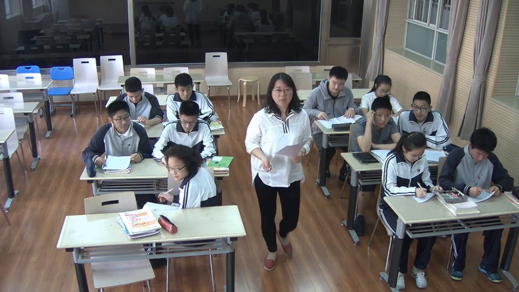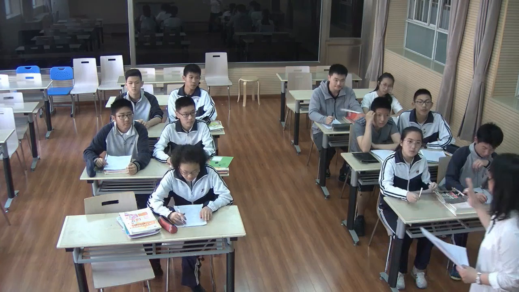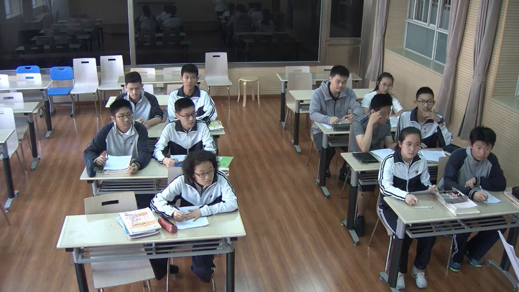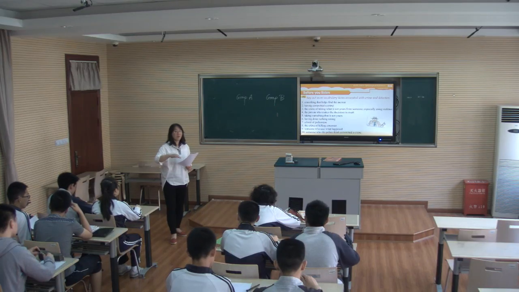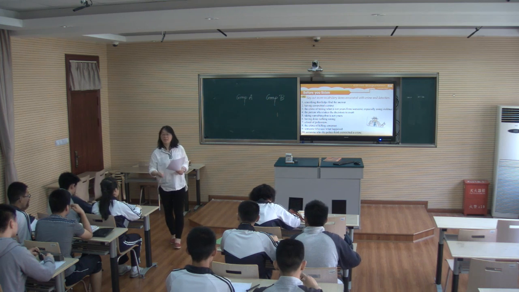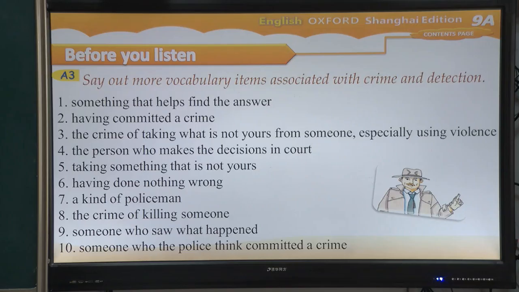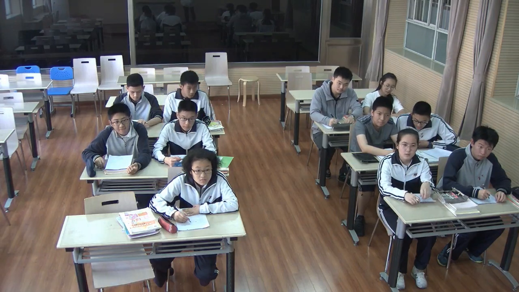Okay, now time is up. Now here we have 2 groups. Okay. Now, please be quick and let's see which group has better scores. Okay. Now the first one I have given you. That's the clue. What about the second one? Having committed a crime. It's an adjective. Guilty. Now please stand up. Guilty. That's right. Guilty. So 1 score.